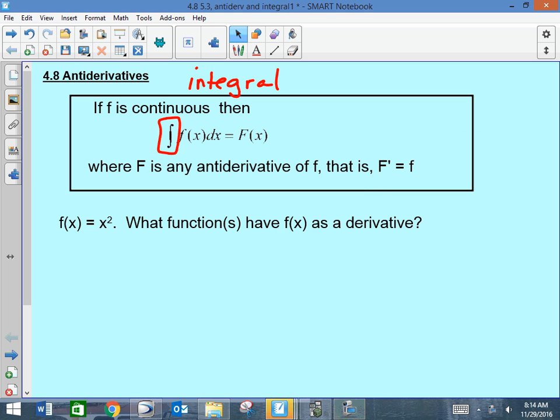Okay. So integral. It's very hard for me to say. I don't know why, but anyway, I will put the R in the wrong place. So deal with it. All right.